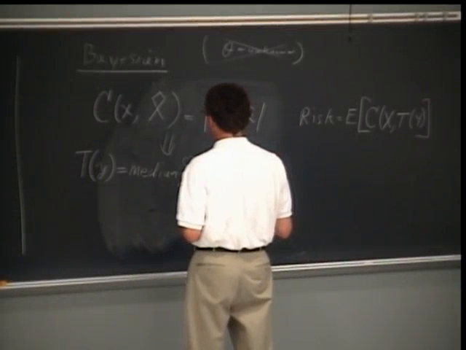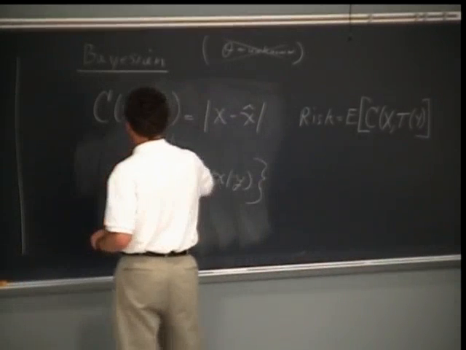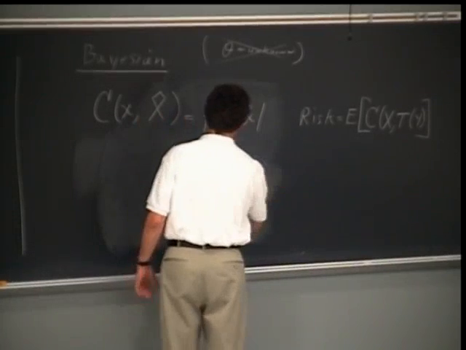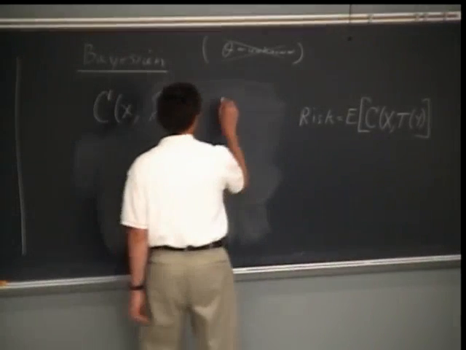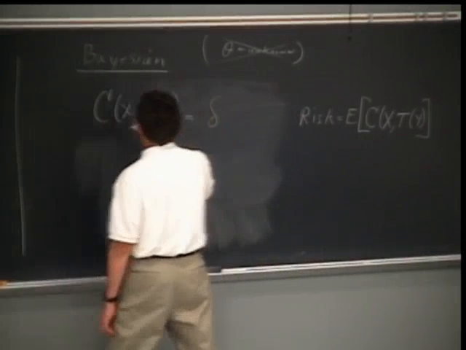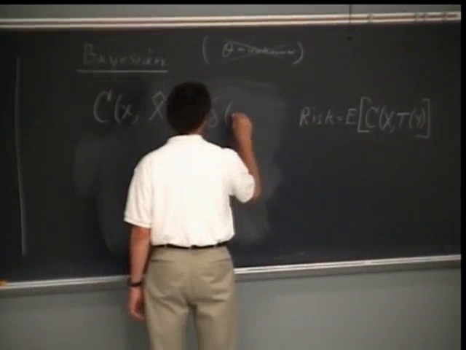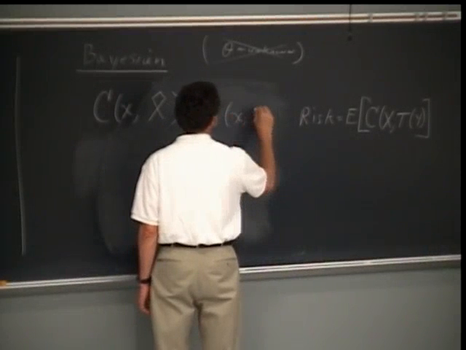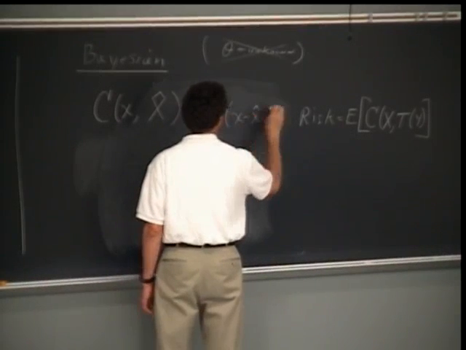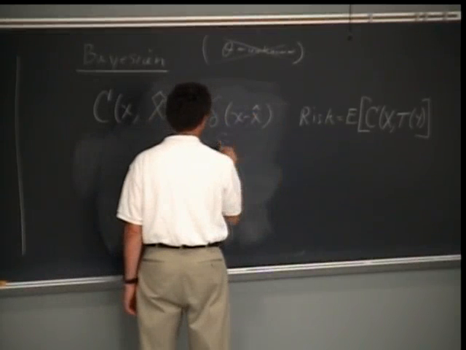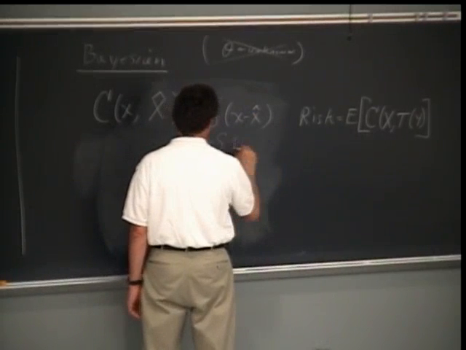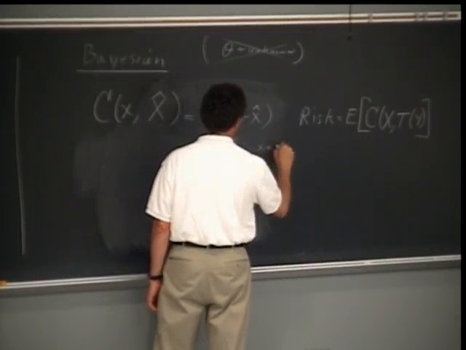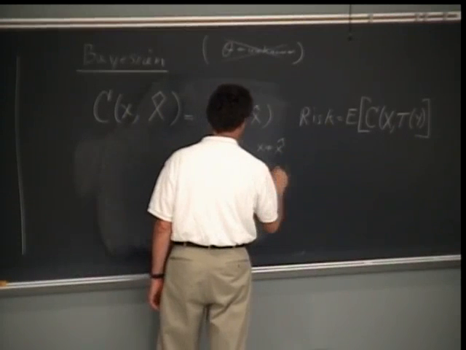And the other thing we're going to talk about is the MAP estimate. If the quantity you're estimating is discrete, then you can have this case: the cost is equal to 1 if X is not equal to X hat, and equal to 0 if X equals X hat.